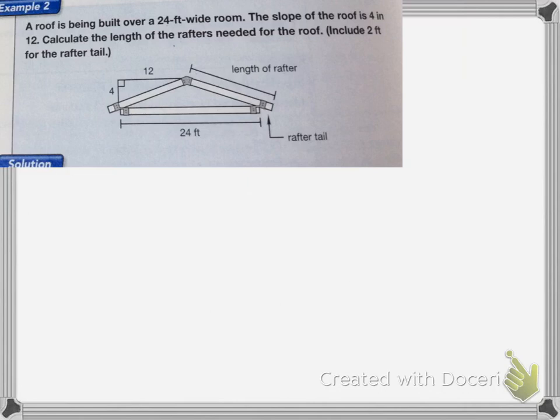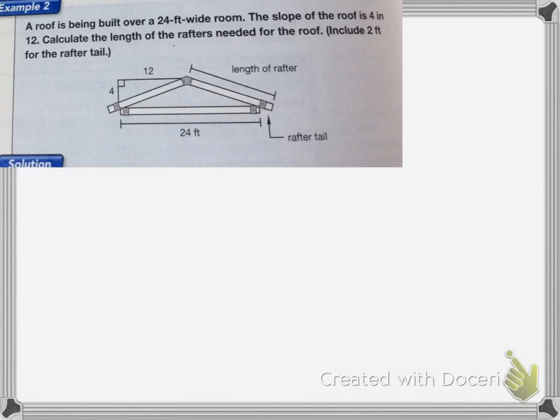Okay, in this one, a roof is being built over a 24-foot wide room. The slope of the roof is 4 inches in 12. Calculate the length of the rafters needed for the roof. Include 2 feet for the rafter tail.